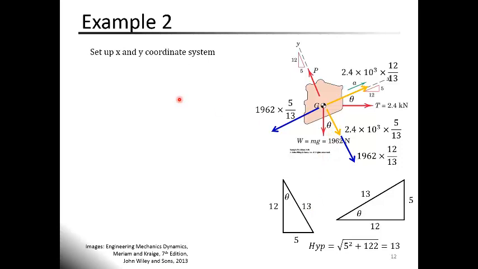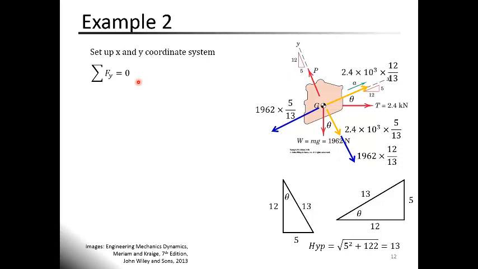So the first step is to choose the coordinate system. We chose here the XY coordinate system, and we can apply Newton's second law. Newton's second law can be applied in two directions, in the Y direction and in the X direction. So if we start with the Y direction, we say that the sum of the forces in the Y direction is equal to 0. Why is it equal to 0?